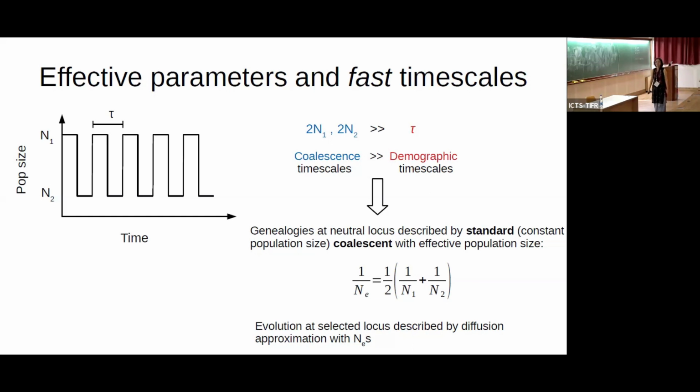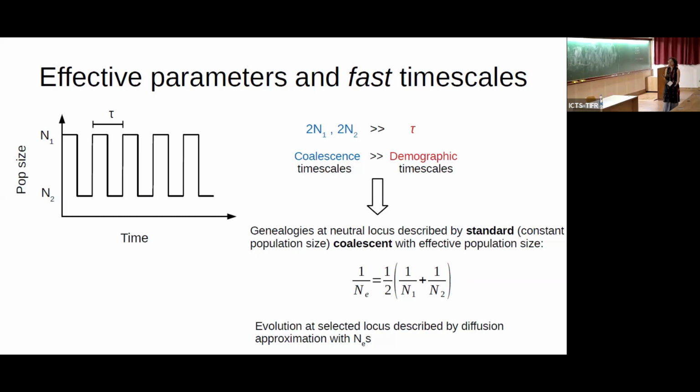So, I guess we've all seen this a lot about effective parameters, especially in Mike Lynch's talk, where often, even when we have somewhat complex demographies or linked selection, we can still summarize it in some way using an effective parameter. But what I would like to argue here is that these effective parameters are especially meaningful when there's a separation of time scales.